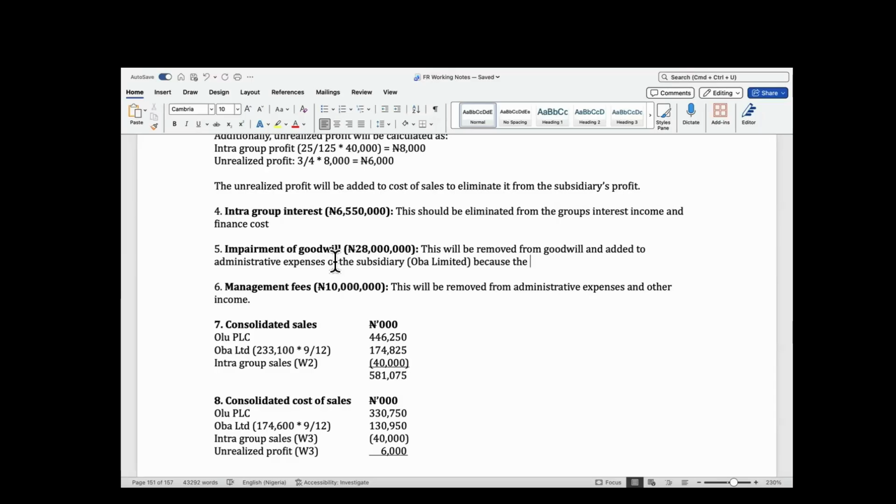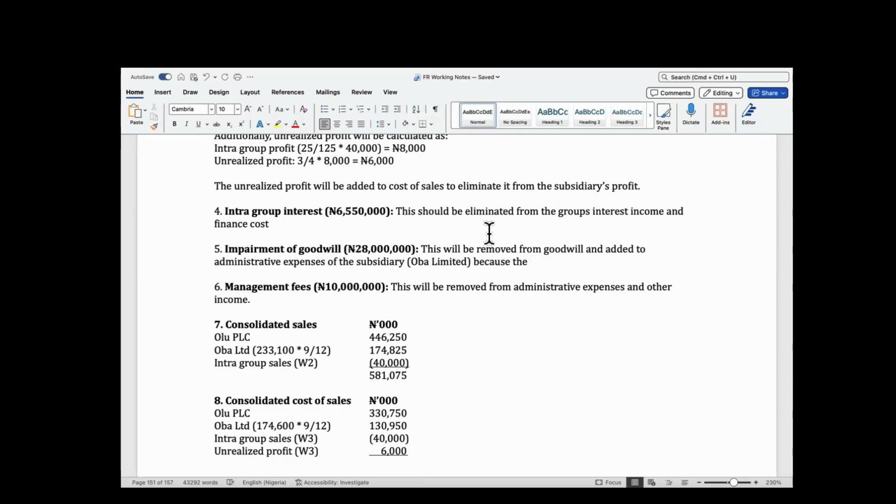Let me go back to Yetunde. Yetunde, what were you trying to say? I was trying to refer to the first one that we did, that the goodwill being an impairment has to be deducted from the figure. The previous question that we did, the goodwill being impairment, you deducted it. So I'm saying it's a loss. Yes, now we deduct it.